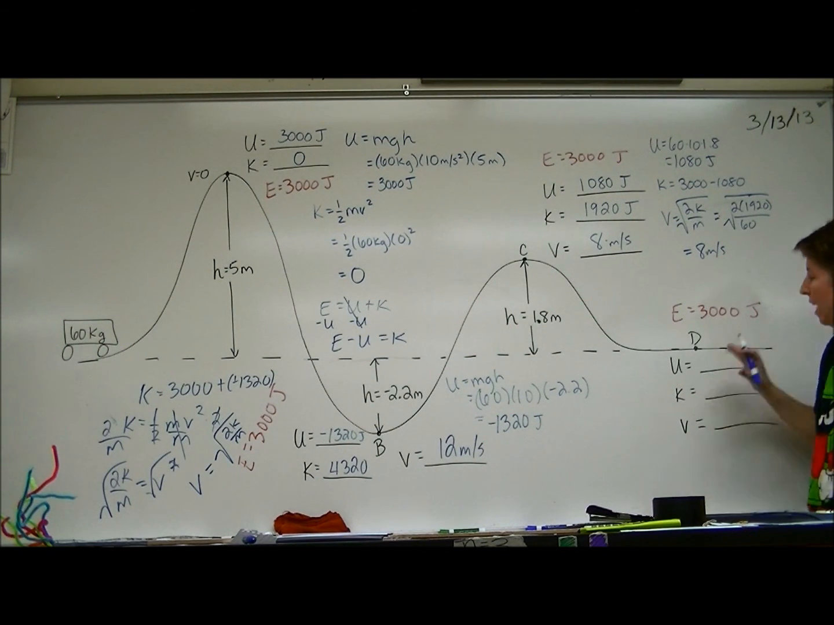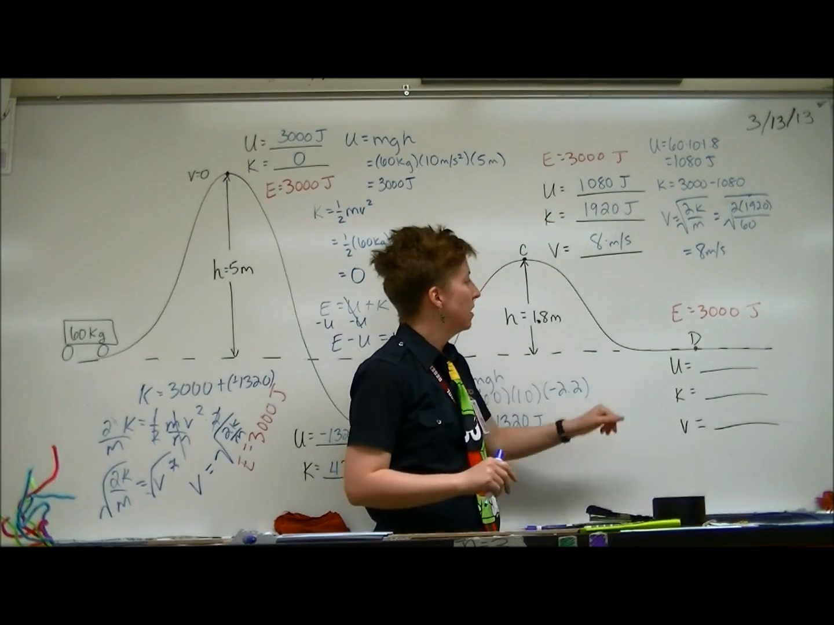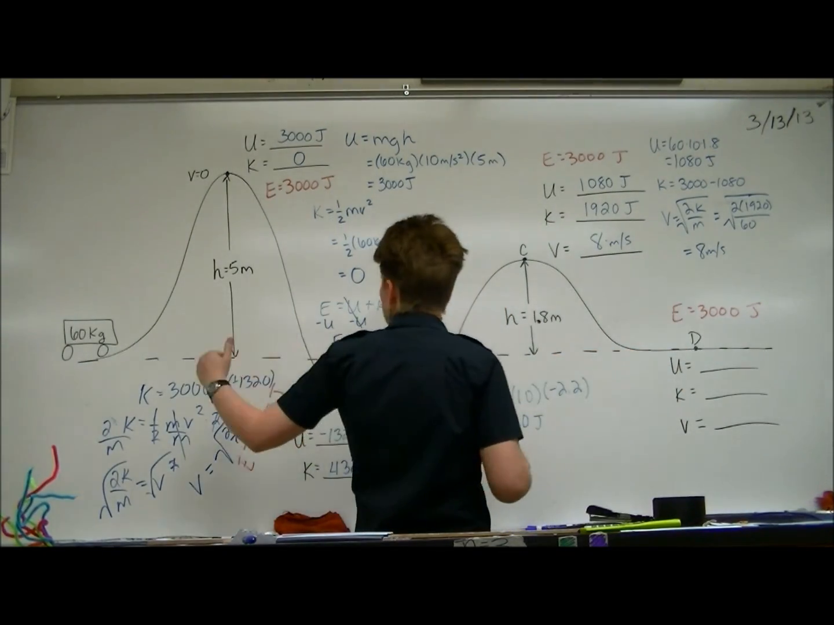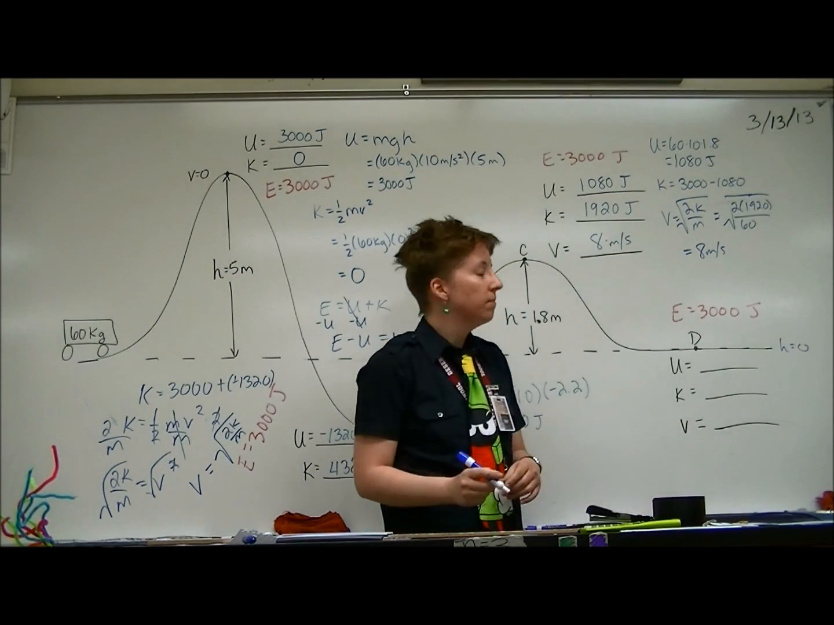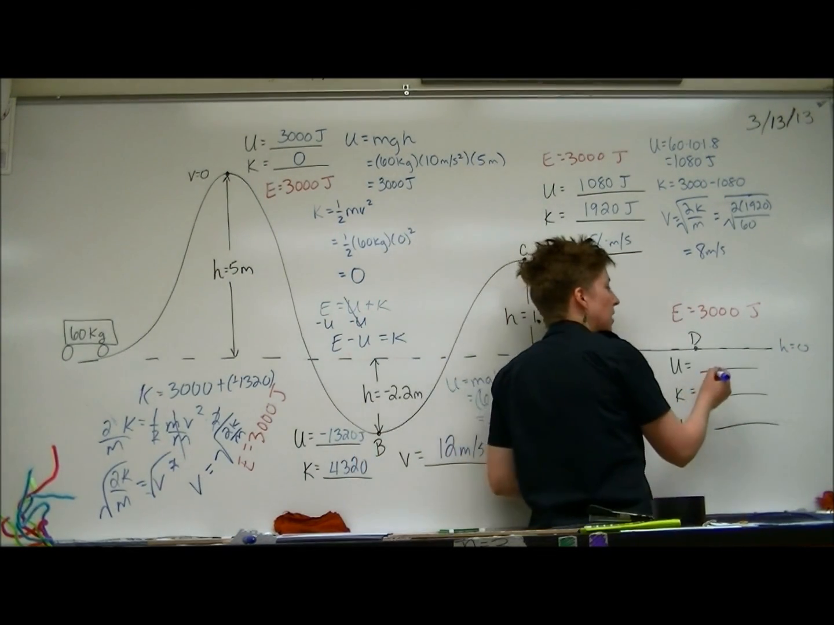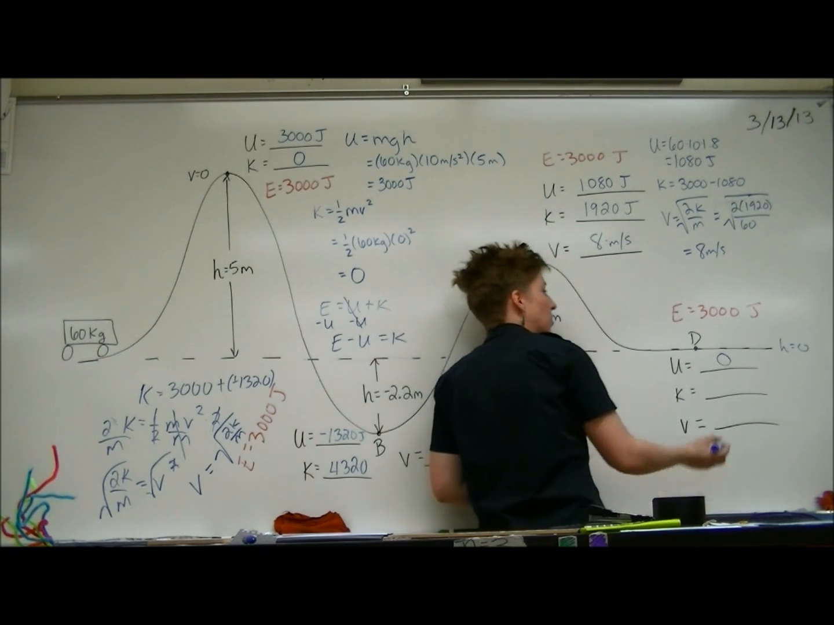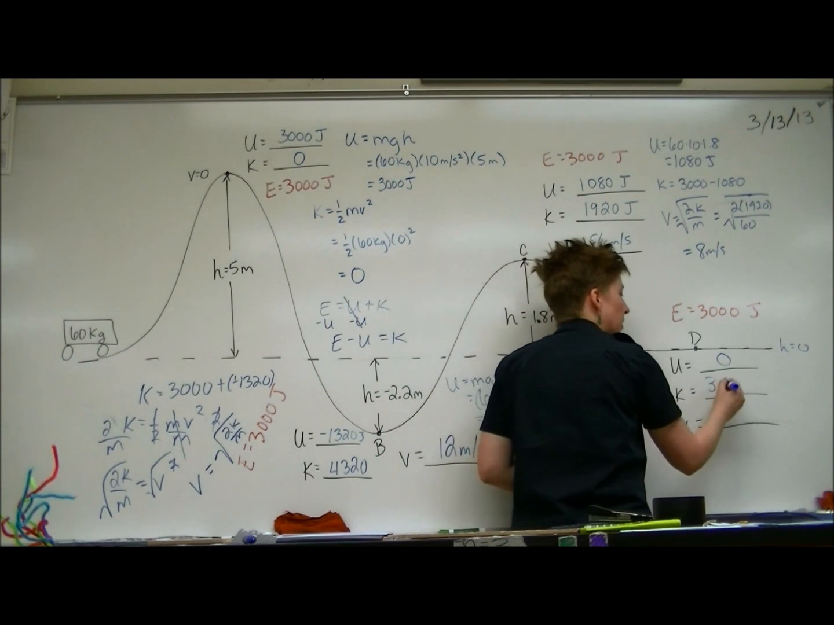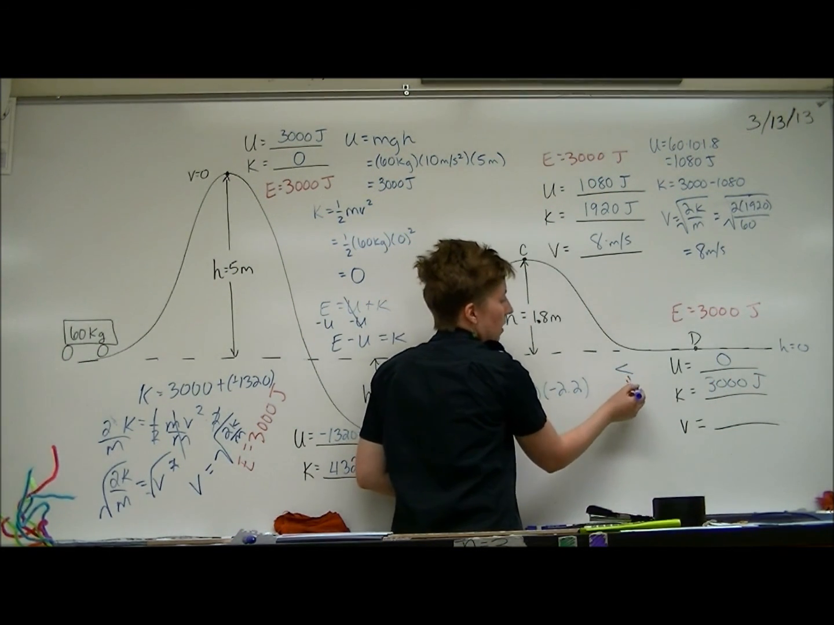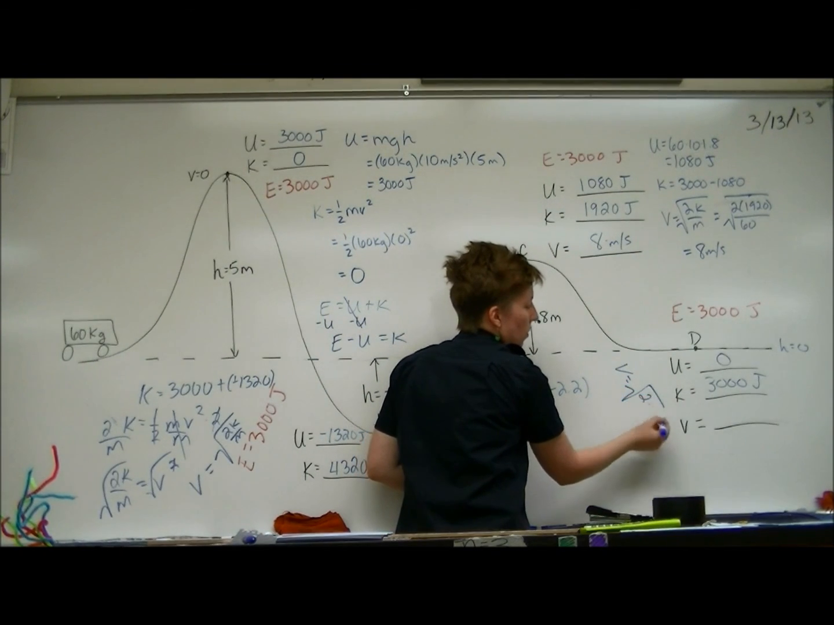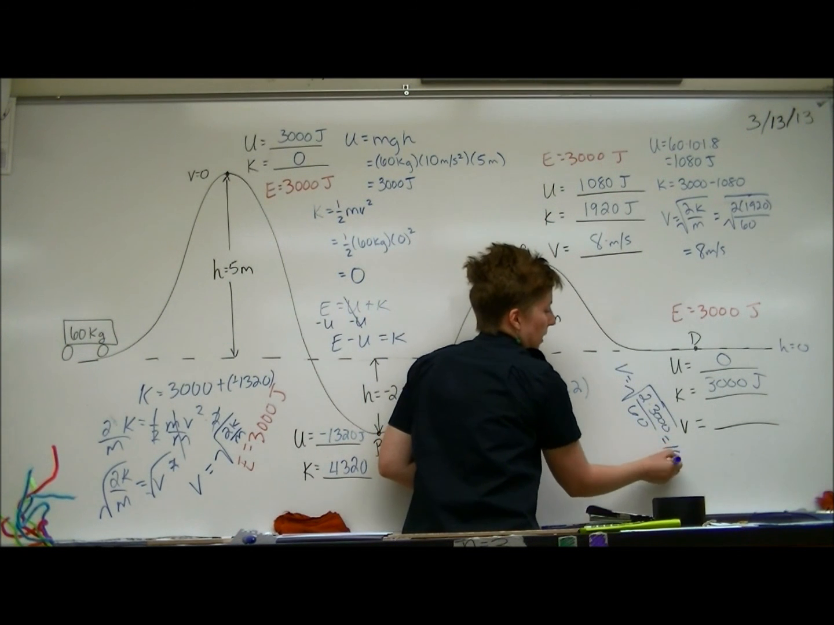And finally, the last one, this is the easiest one because D is right on our height equals 0 line, which means that the potential energy is 60 times 10 times 0, which is 0. So 3,000 minus 0 is 3,000 for the kinetic energy. And finally, the velocity is the square root of 2 times 3,000 over 60, which is 10.